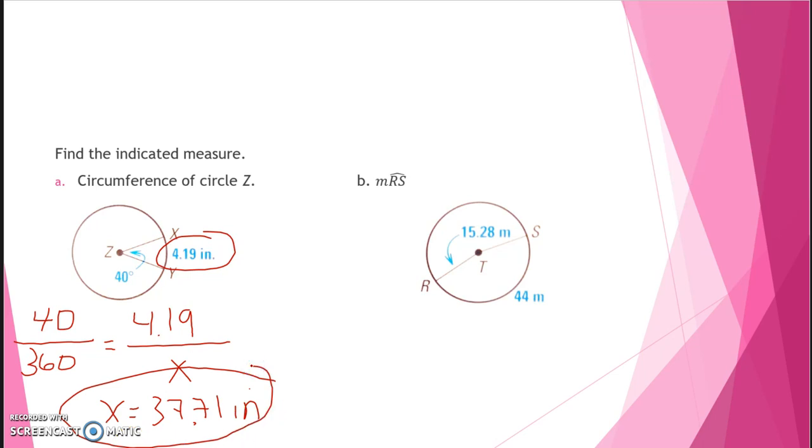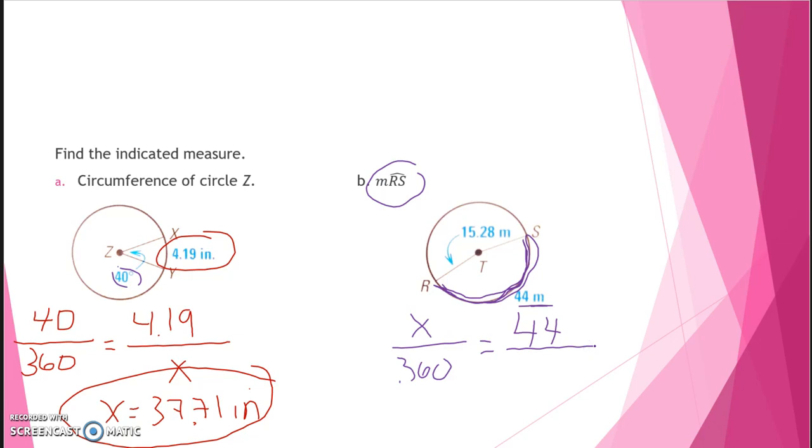For that one. And in the second one, we're actually looking for the measure of arc RS. So this one's going to be x over 360. That's going to be equal to your arc length. The arc measurement usually goes inside where the angle is because your arc length is usually labeled on the outside. That's why pictures are set up the way they are. But that's equal to 44 meters.